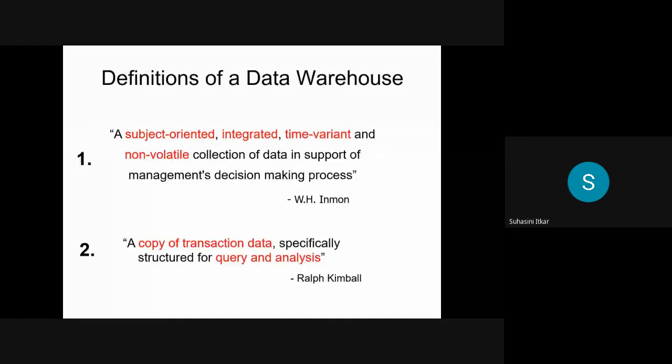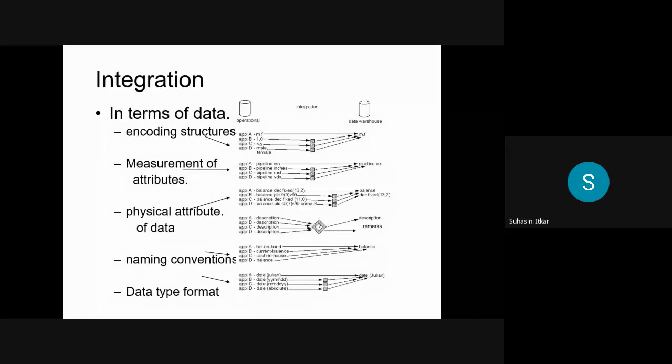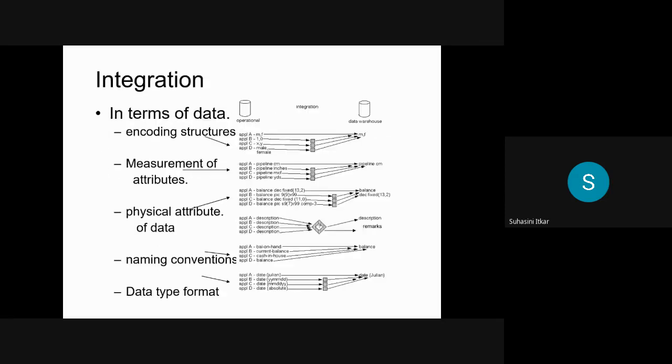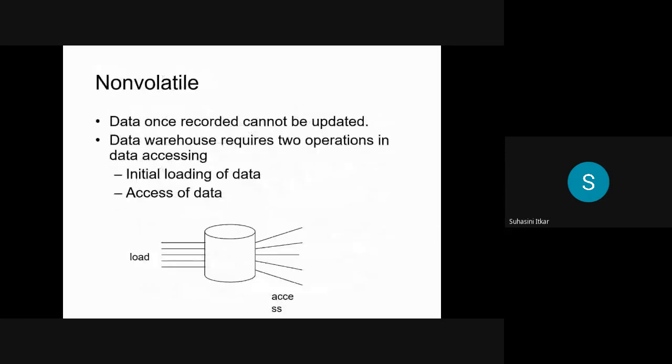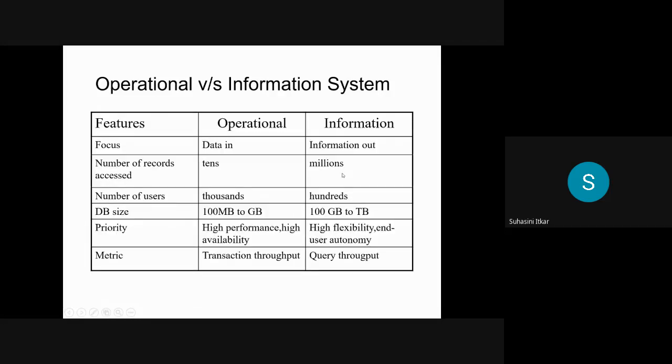So we discussed the basic features of the data warehouse, which is subject oriented, integrated, time variant, non-volatile. Along with these four, it's historic data we preserve, and the sixth one is what? Along with historic data, we have the summarized data. So these six are the peculiar features of the data warehouse architecture. Then we discussed the comparison between the operational system and the information system in detail.